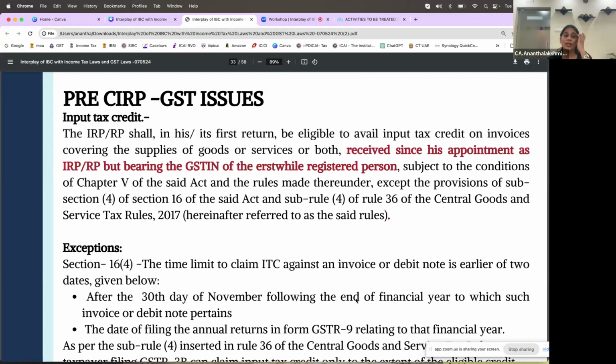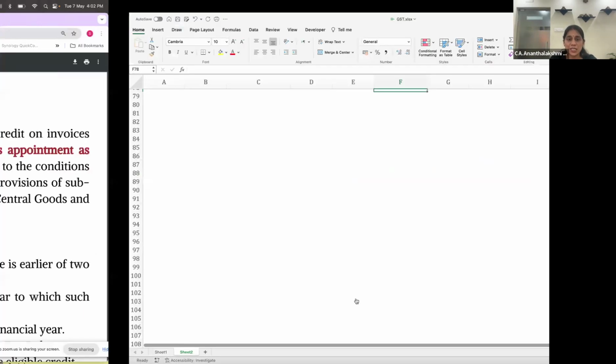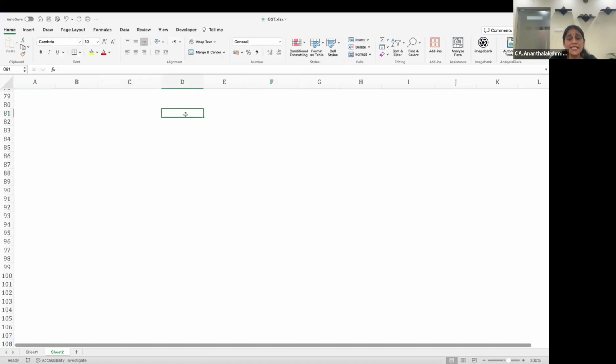This is more important. These things you people need to know with regard to ITC. I'm just going to talk about the first return alone. The second return is very normal. For the first return alone, what do we have to see? What is the input period? Now I'll go to the Excel sheet. I'll take the same example. 1st April 2022, so my permitted time is up to 31st April 2022.